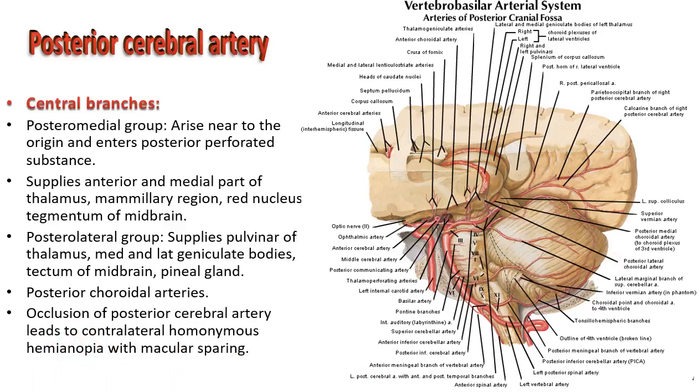So one lateral half of the vision is lost because of the visual cortex. The occipital lobe supplies the visual cortex, but with macular sparing, because the macular region of vision is supplied by the middle cerebral artery.